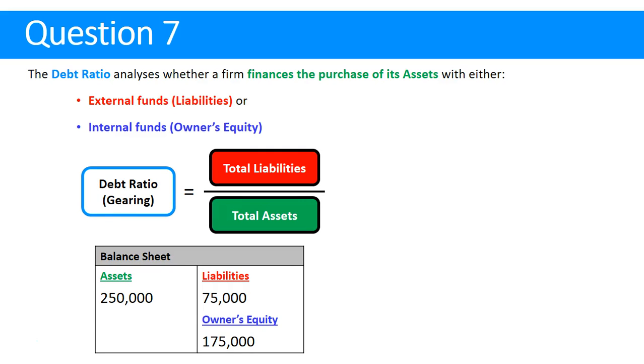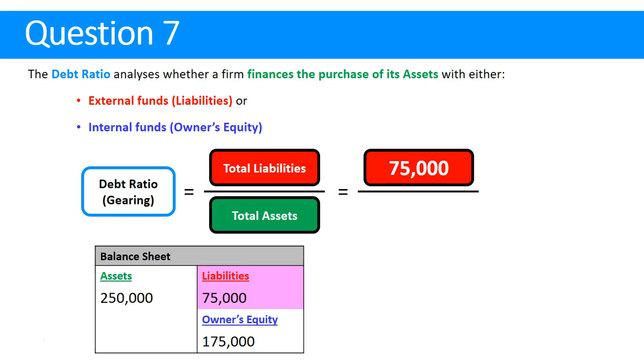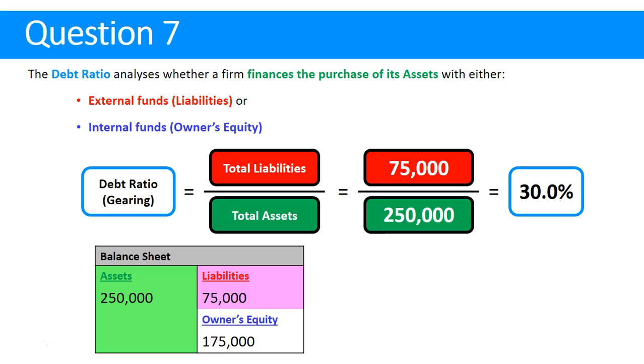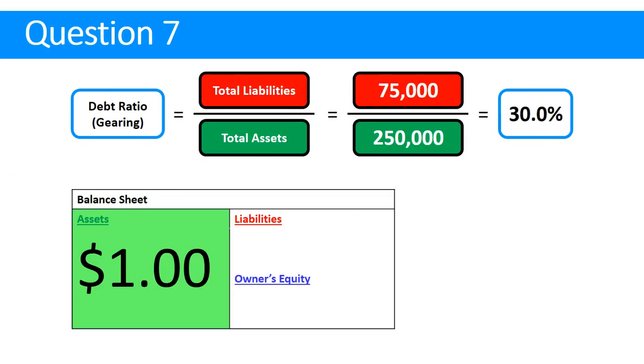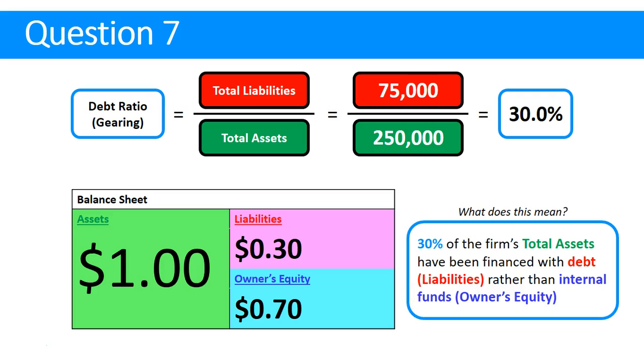So in this case, if we had a balance sheet with liabilities of $75,000 and assets of $250,000, we'd be left with a debt or gearing ratio of 30%. So what does that mean? If there's $1 of assets, how is that $1 of assets bought or financed? It means 30% of that $1 of assets was financed by borrowing money and 70% was from equity. So 30% of the firm's total assets have been financed with debt rather than equity.